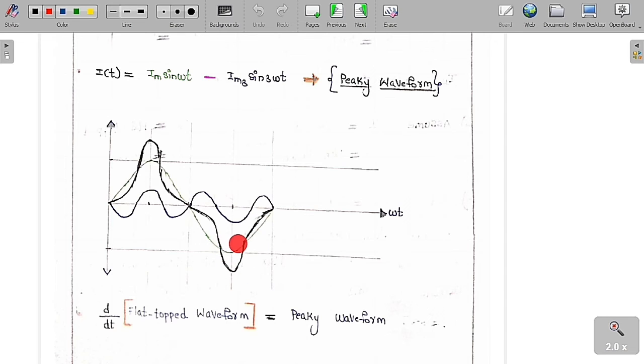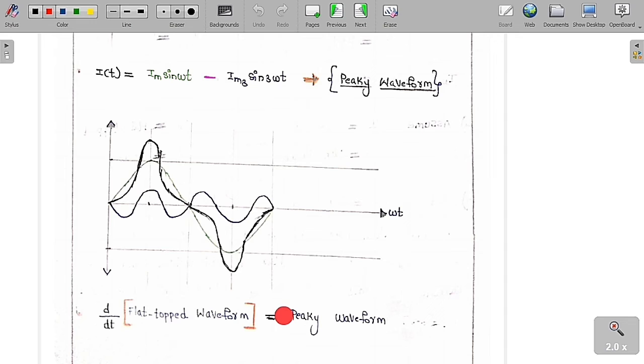So whenever you add Im sin omega t and Im3 sin 3 omega t, we get a flat topped waveform. Whereas if you subtract, Im sin omega t minus Im3 sin 3 omega t, we get a peaky waveform. And always, the differentiation of the flat topped waveform gives the peaky waveform. So the differentiation of the first signal gives the second signal. This is a point that you always have to remember: the differentiation of the flat topped waveform is nothing but the peaky waveform.